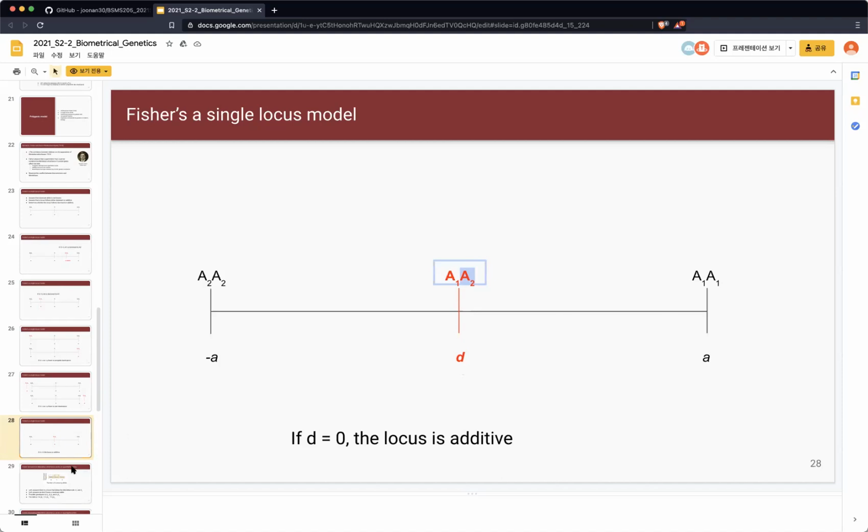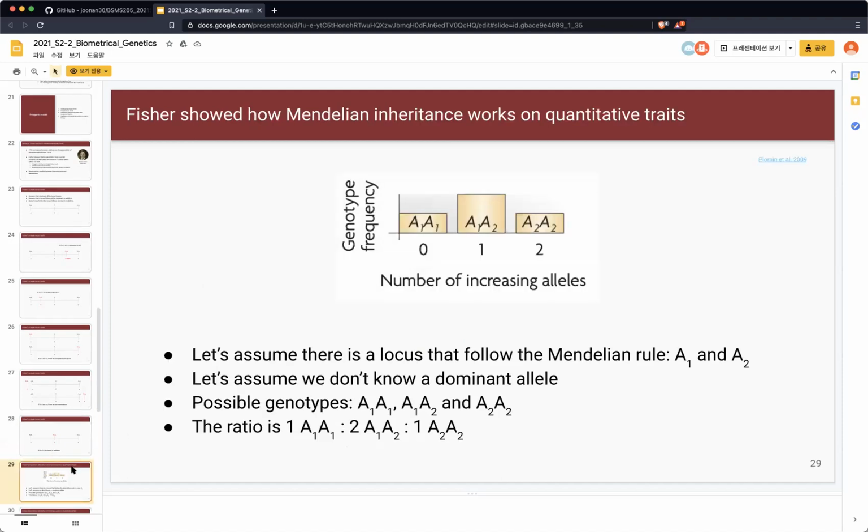So in the polygenic model, we assume that the locus follows the Mendelian rule. That means we have the binary factor, the A1 and A2 alleles, and we assume there is no way we can think about dominance between these two alleles, right? According to that model, in a single locus we can have 3 possible genotypes: A1A1, A1A2, and A2A2. And the ratio between the 3 genotypes is 1:2:1, right? This is the obvious one.